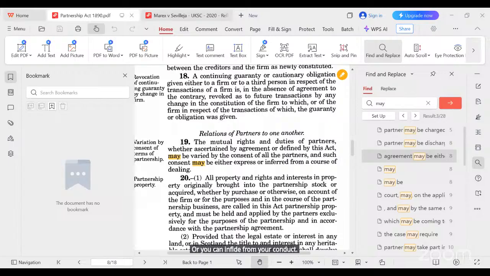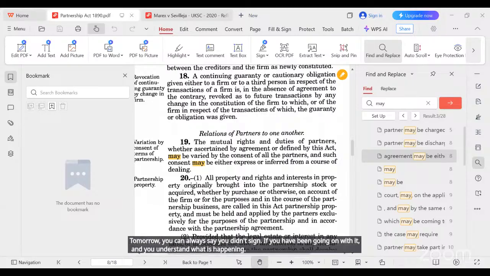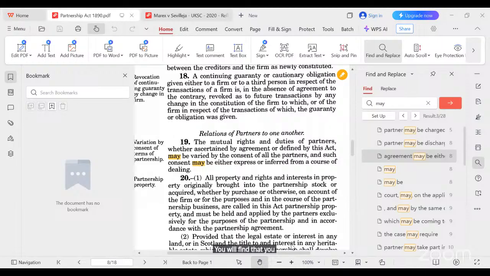Everybody says, I agree, I agree. It's very important. And somebody is just nodding. When you are just nodding, those things are coming up and you are supporting it, there is no argument. Tomorrow you cannot say you didn't sign. If you have been going on with it and you understand what is happening, they will infer that you have consented. So this is an enabling provision.